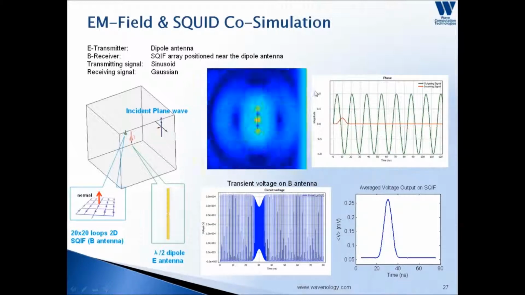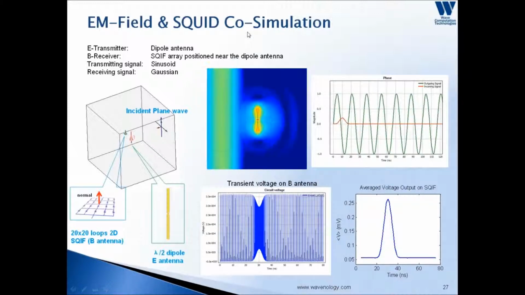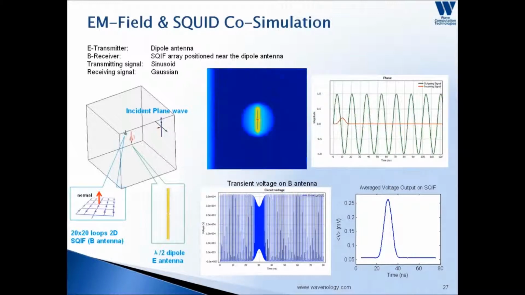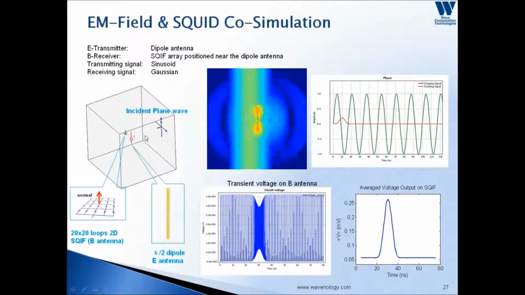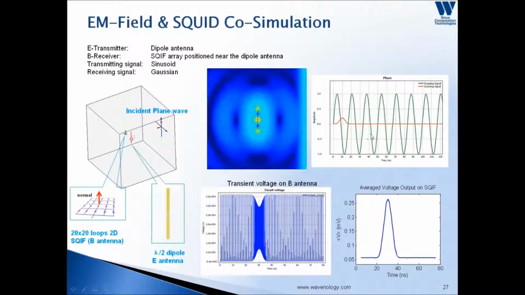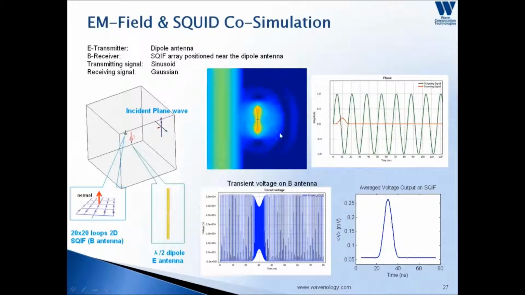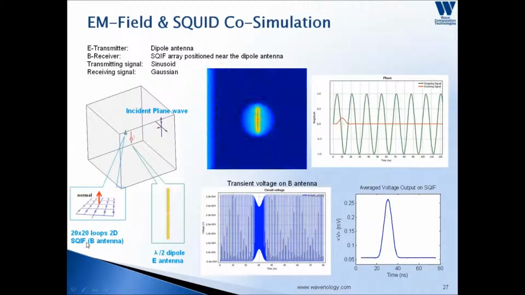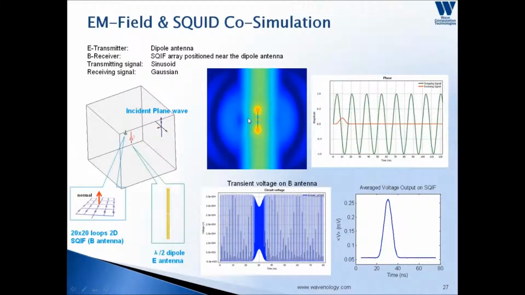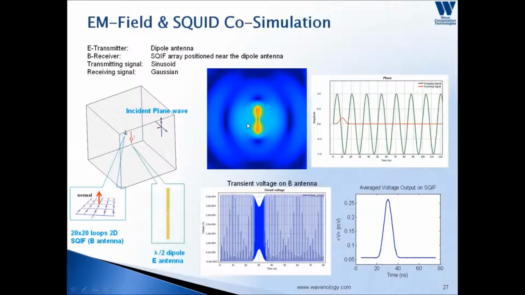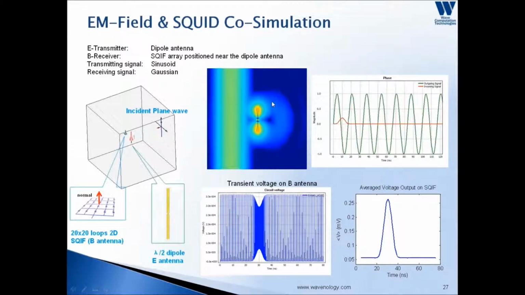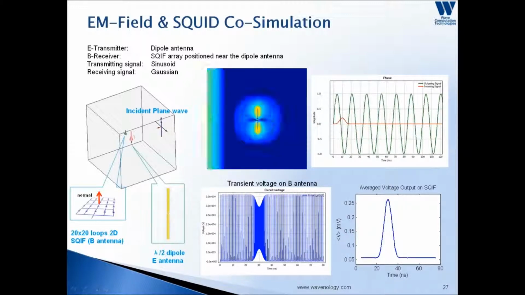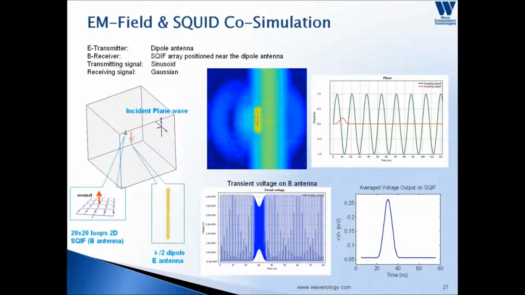Next, I want to show an example of field-circuit co-simulation, but the circuit is describing a more advanced device, which is SQUID. For example, this is a dipole antenna radiating with this green sinusoidal signal. And I have a plane wave coming in, and I have a device, 20 by 20 loops of SQUID. Simulated together, you can see how the fields interfere with each other. And the device is right here, very tiny. Because it's so tiny, the interaction is almost invisible.